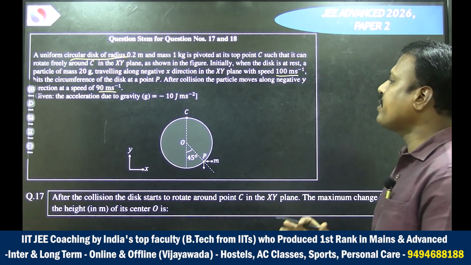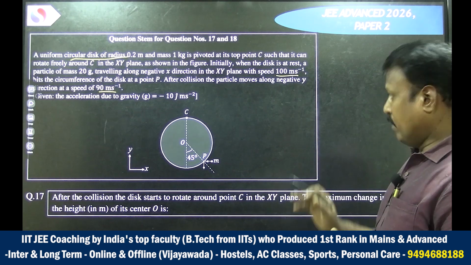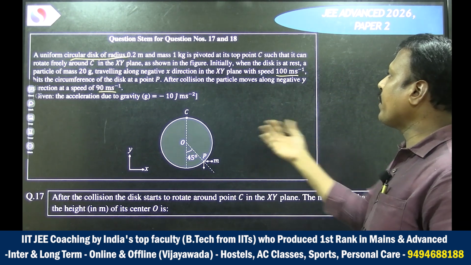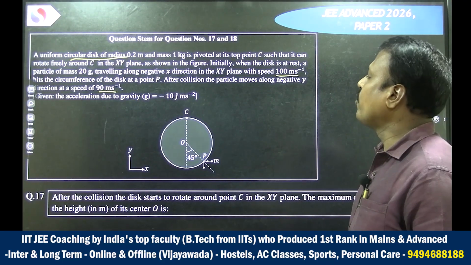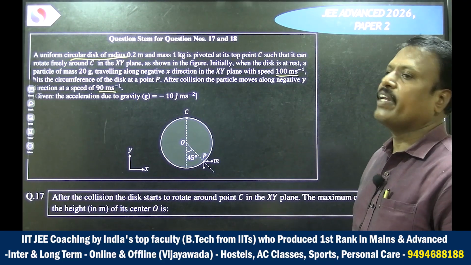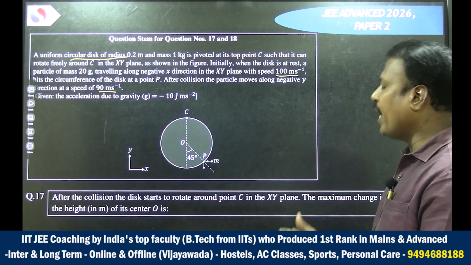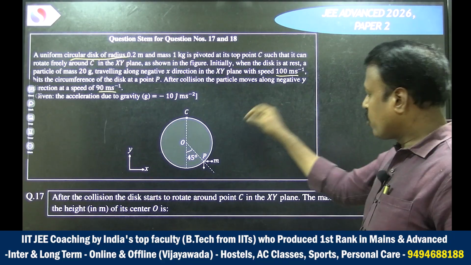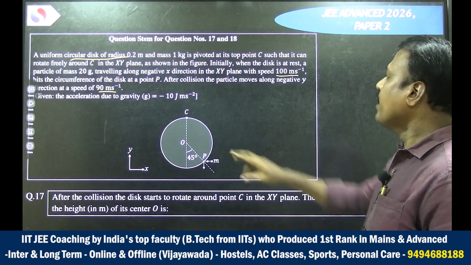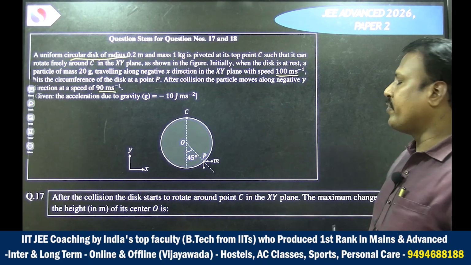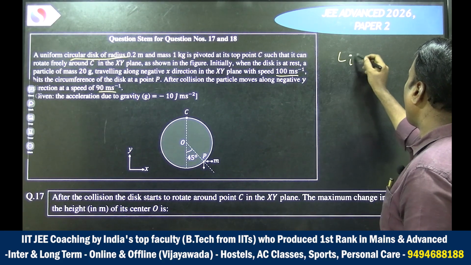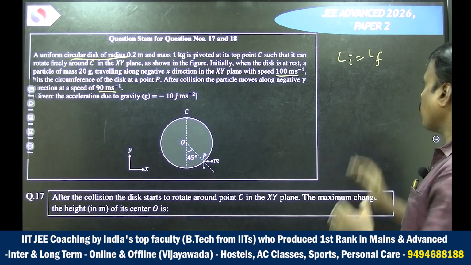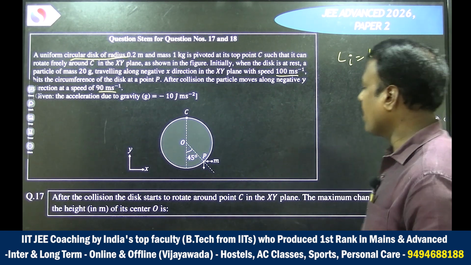Here, what basic idea do we need to apply? Whatever may happen during the collision, we need to check whether we are going to apply conservation of linear momentum or conservation of angular momentum. Because it is pivoted at point C, whatever is going to hit, after that collision this disc has to rotate about point C. That's why the idea we are going to use is the law of conservation of angular momentum. So initial angular momentum equals final angular momentum.